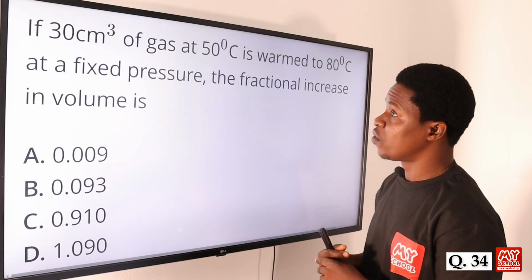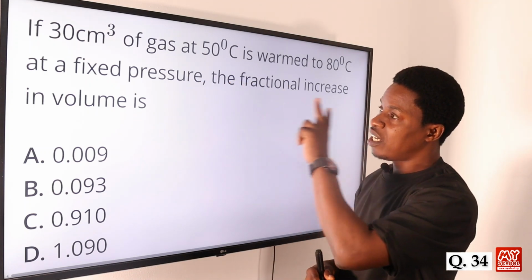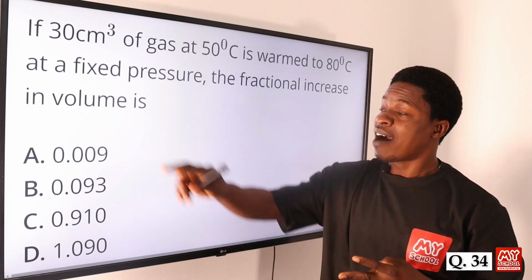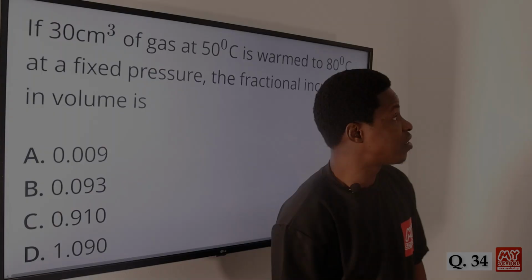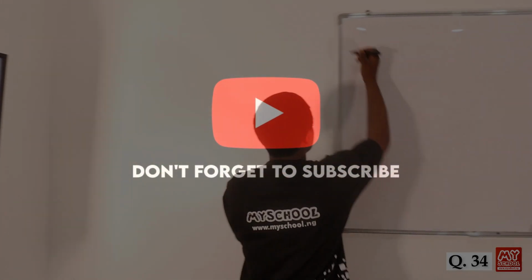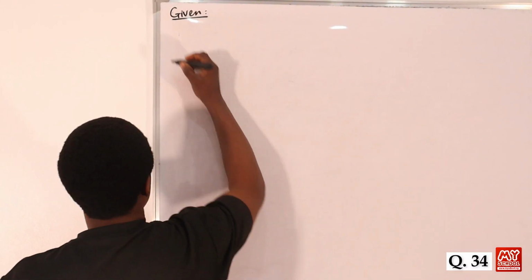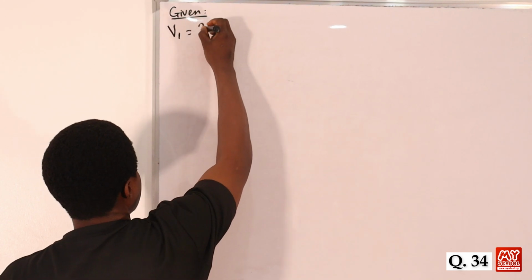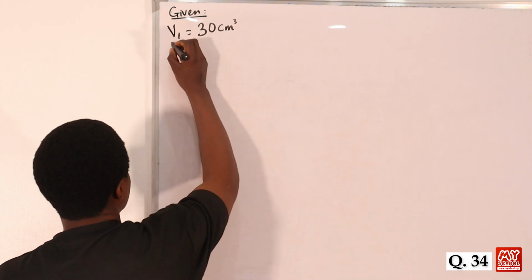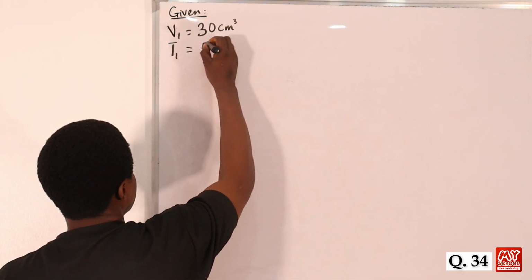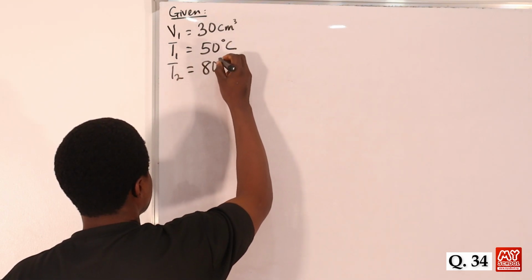But let's look at this question. The question says that the fractional increase in volume is what? Now there are two things we are going to do here. First, we have the initial volume, that's V1, and then we have T1. Let's go to the board. We're given the parameters. We have volume, V1, which is 30 cm cube. Then we're given the temperature, T1 is 50 degrees Celsius, and T2 is equal to 80 degrees Celsius.